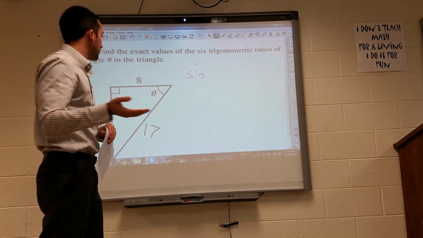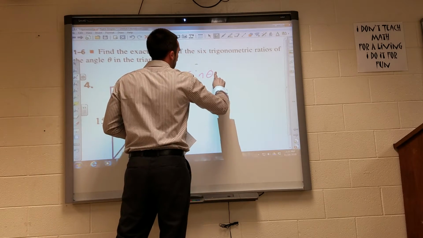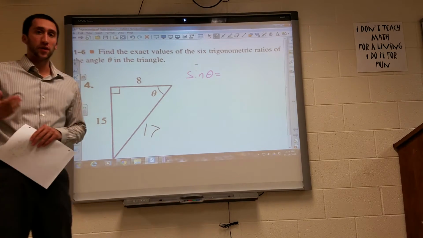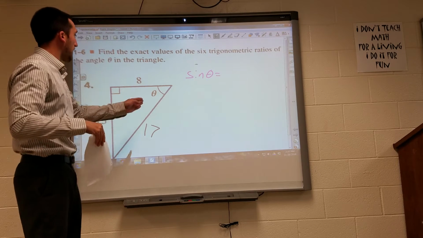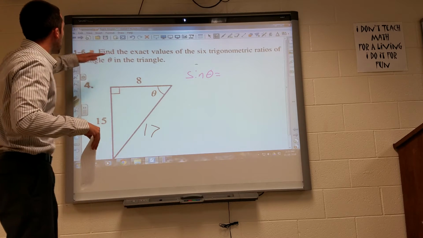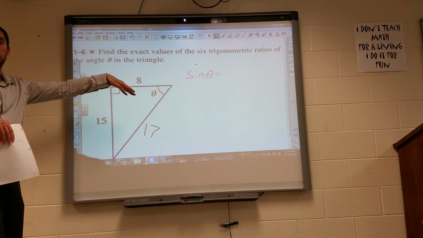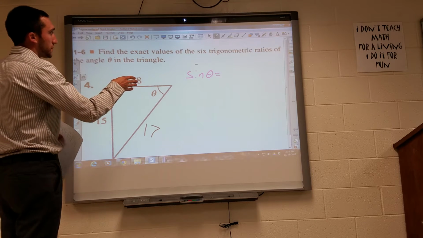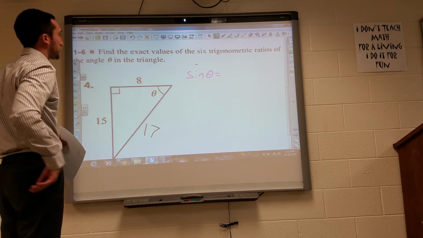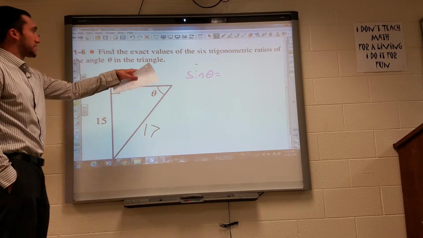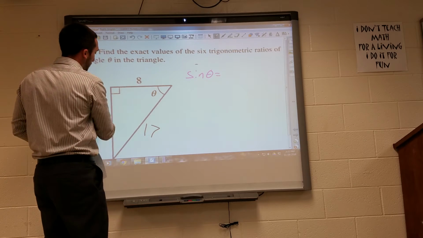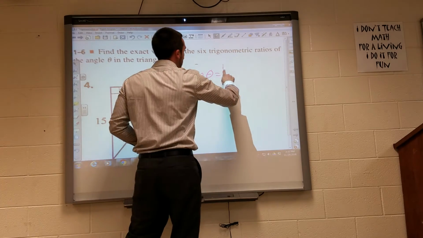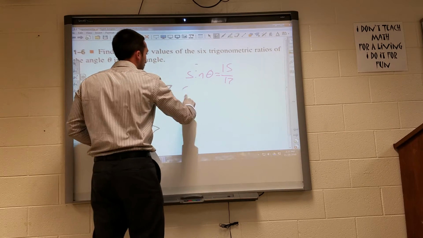The first one I'm going to start with is sine. So sine of theta. We don't know what theta is, but we don't care. We just want to find the 6 trig functions with the given angle, so we're not worried about what the angle actually equals. We're just going to find all 6 ratios. Sine of theta is opposite over hypotenuse, so that's going to give us 15 over 17.